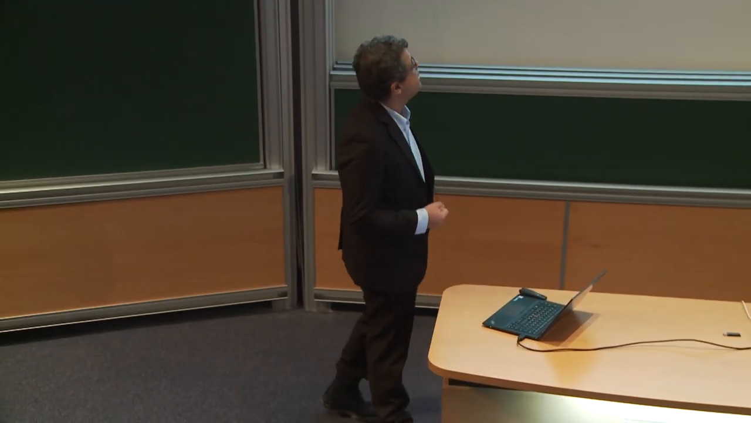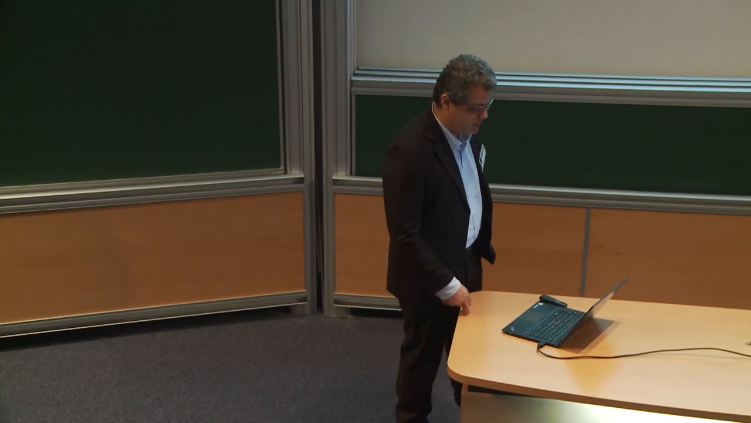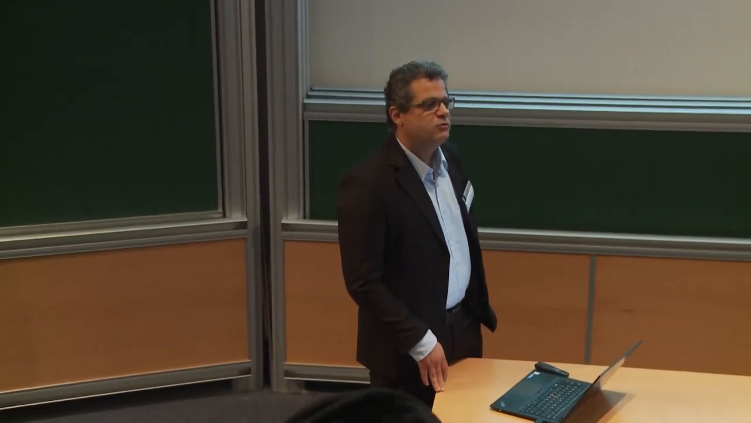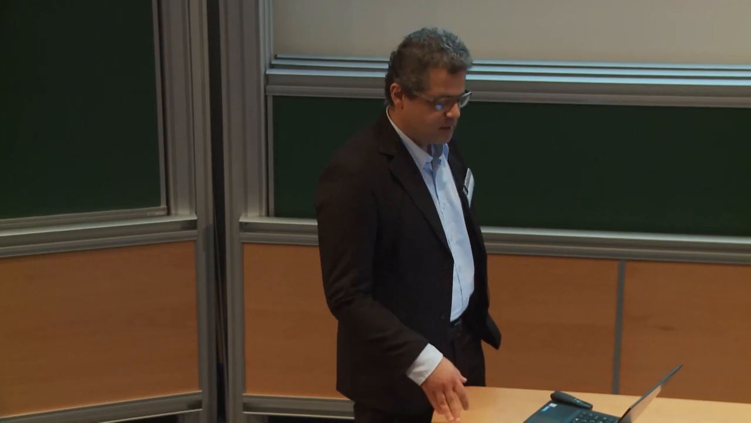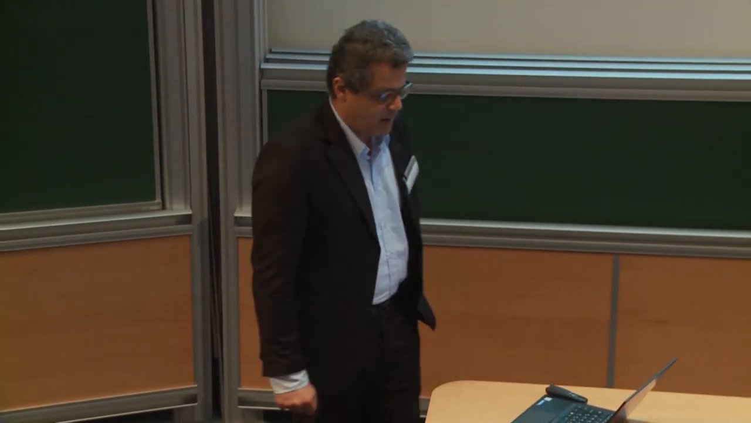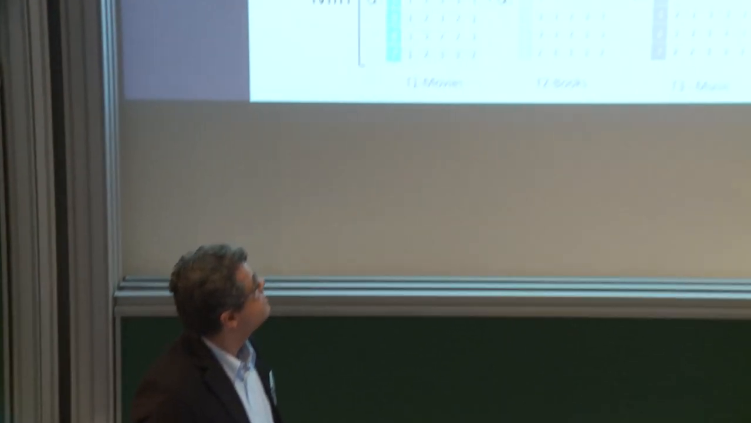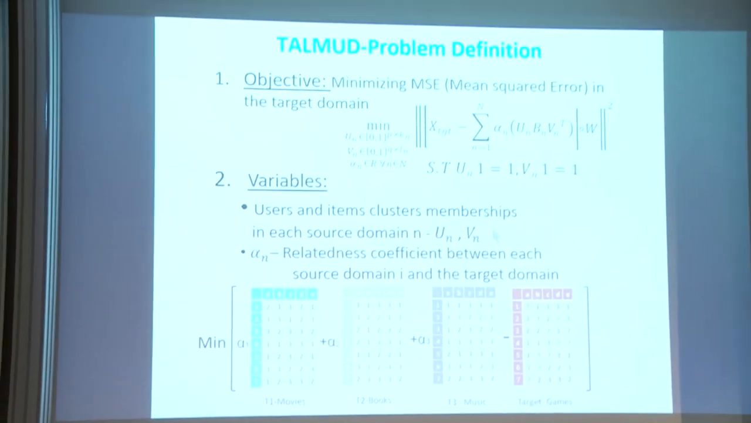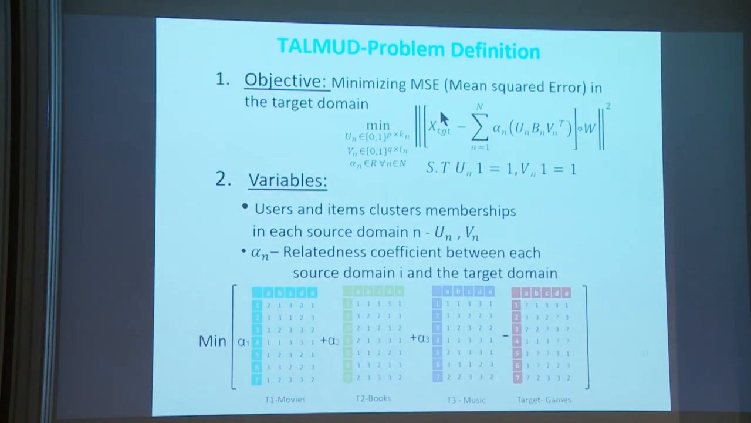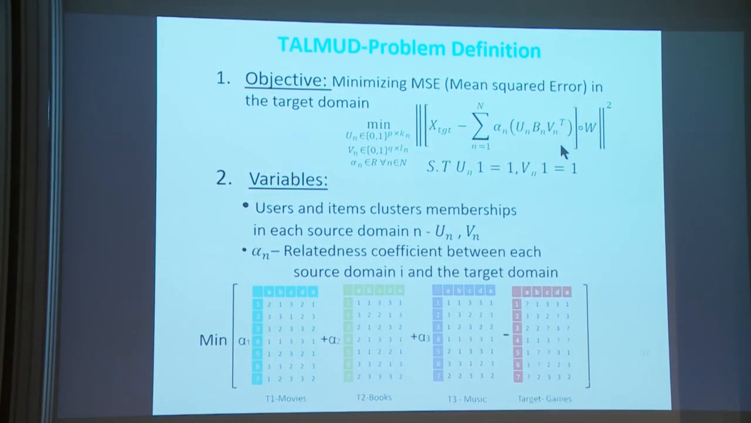So one of the methods that we have developed, we call it Talmud. Talmud in Hebrew means learning, and it tries to do transfer learning from multiple domains to a target domain. Our objective was, like always, the mean squared error. In this case, we have the actual rating from the target domain, and we try to make a prediction based on several codebooks that came from different source domains. For each one of them, we need to find the relevant permutation matrices of that domain, U and V. And we have alpha that represents the relatedness of each one of the source domains to the target domain.